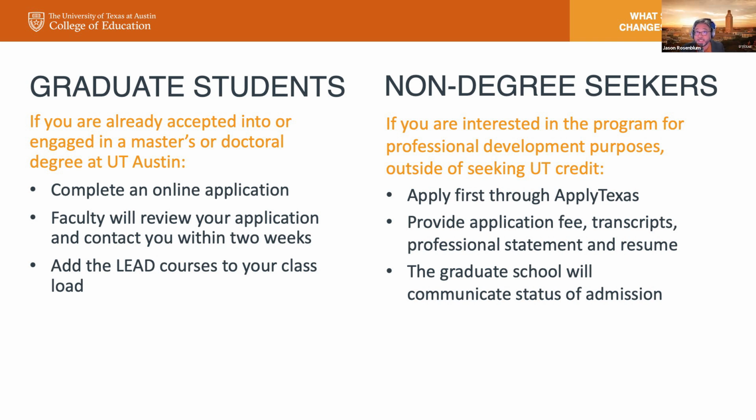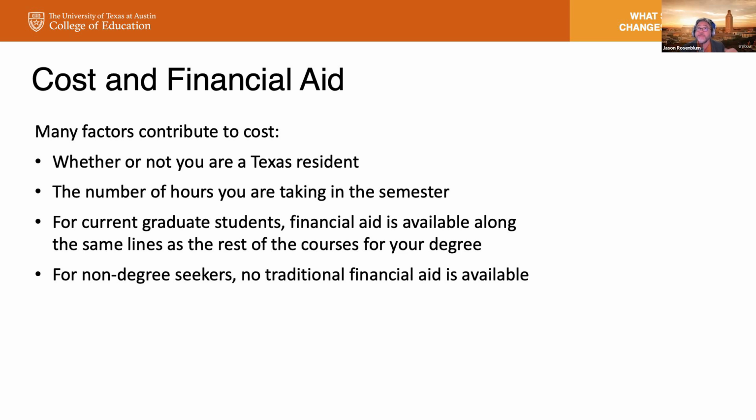You just have to be accepted by the graduate school at UT Austin. But again, this is not for undergrads. This is for graduate students only. So you do have to be admitted to the graduate school first as non-degree seeking, and then you can get into the program. Okay. Here's some information about cost and financial aid.